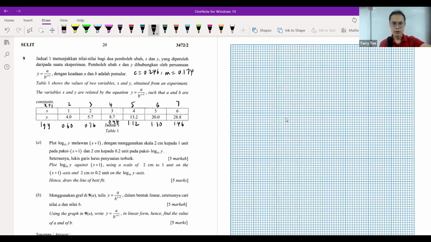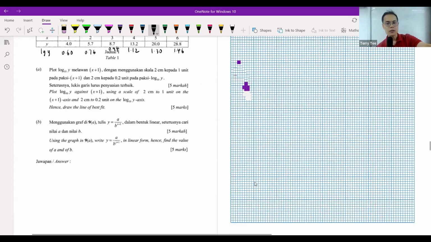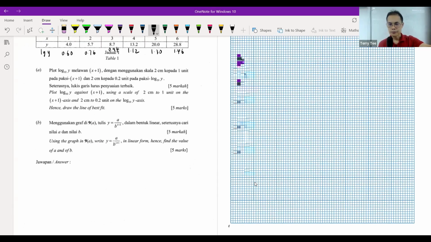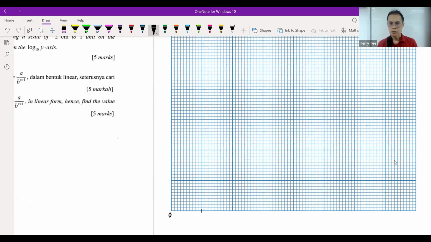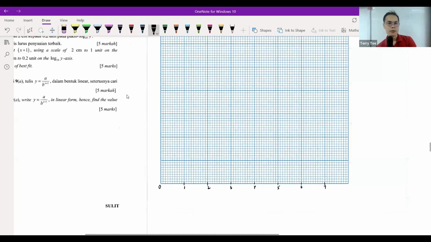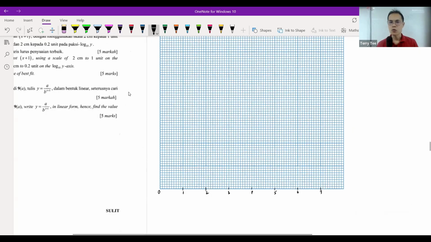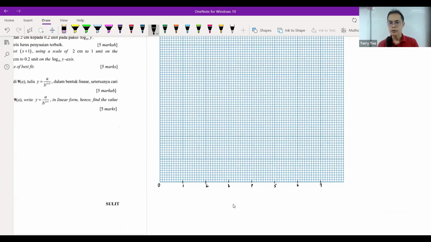Okay, the question mentioned the scale is 2 cm to 1 unit on the horizontal and 2 cm to 0.2 on the vertical. So you can start here, 0. Let me zoom in a bit, it's hard to see. 2 cm to 1, so this one is 1, 2, 3, 4, 5, 6. Maybe go up to 7, the largest we have is 7. And vertical, okay, let me draw the horizontal axis first.